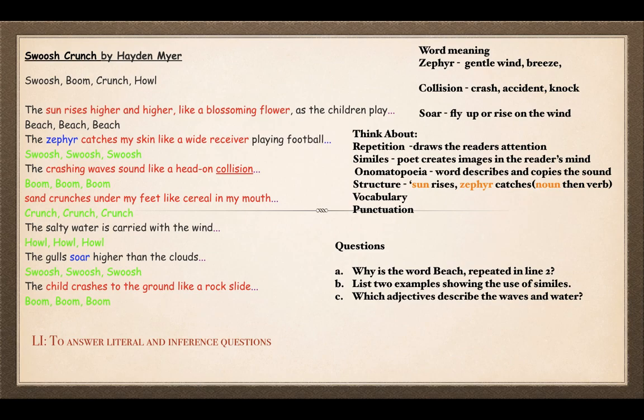C, which adjectives describe the waves and water? So remember, adjectives are describing words. So which adjectives describe the waves and water? D, which verb shows what the gull is doing? Remember, a verb is a doing or action word. And E, what happens to the child? So once again, think about keywords. Keywords like waves, water, gull, child.